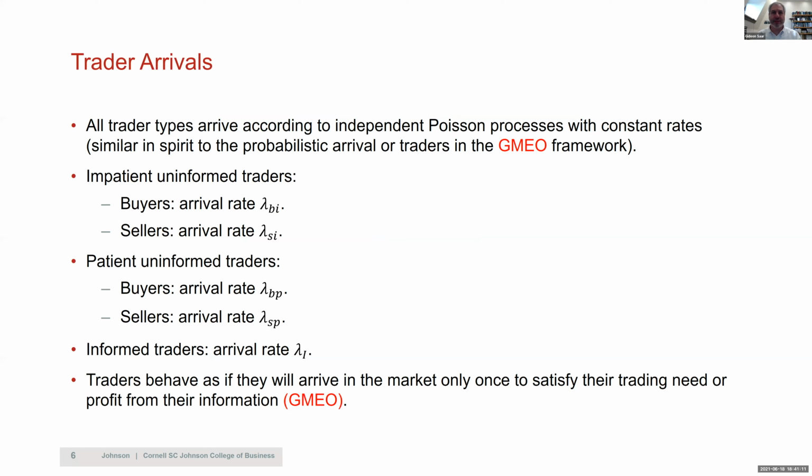Again, very similar in spirit to the probabilistic arrival of traders in the Glosten-Milgrom-Hara model. We've got impatient uninformed buyers with arrival rate lambda BI, buyer impatient, we're very creative. Impatient uninformed sellers, patient uninformed buyers and sellers, and informed traders with arrival rate lambda kappa I. And each trader behaves, again, like in the traditional sequential trade model, as if they will arrive in the market only once to trade and then they leave.